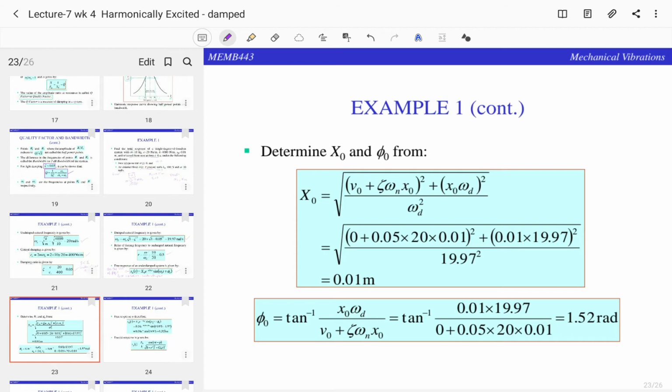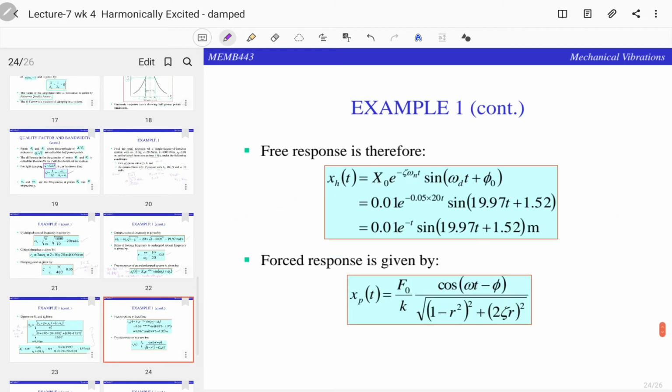For x naught, in the list of equations, you can take a look at A. I think the amplitude was defined as A in the list of equations. So then you can calculate. These two equations are all in the list of equations. It's just a matter of substituting. Then you get your free response.